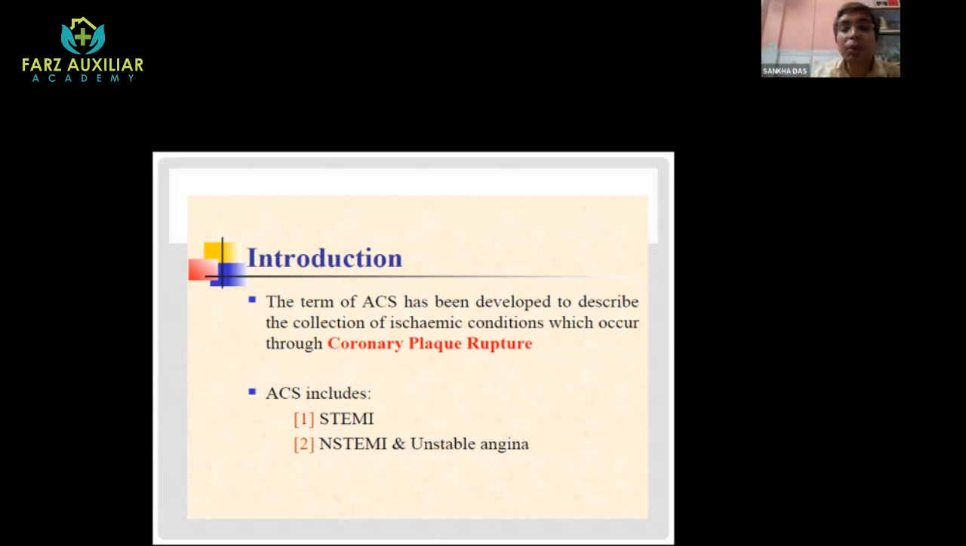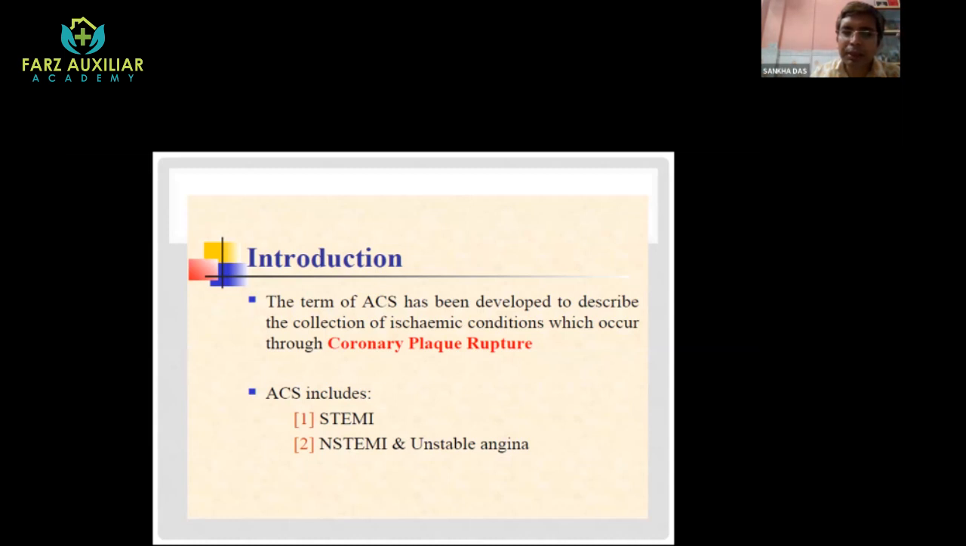The term acute coronary syndrome has been developed to describe a collection of ischemic conditions, which begins with unstable angina, the non-ST elevation MI, and ultimately ST elevation MI. The difference is that if a patient is having classical cardiac chest pain, in the form of crushing chest pain, which is precordial with radiation along the arms, or a choking sensation in the throat, or jaw pain, or radiation of the pain along the right arm or left arm, or radiation to the back with sweating, this is basically what we call classical cardiac pain or unstable angina.